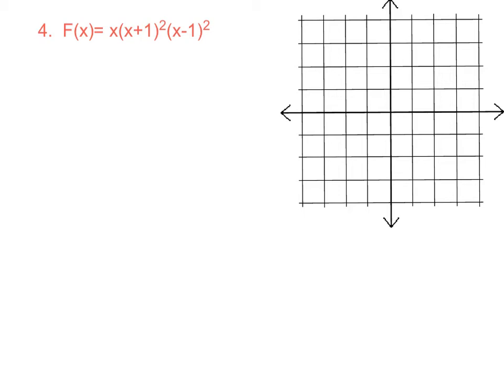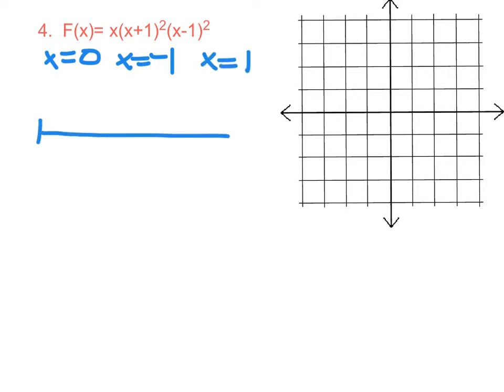All right, number 4. So we are going to find the zeros. So we have x equals 0. We have x equals -1. And we have x equals +1. So let's set up our little sign chart here. Okay, this one's a bit more of a pain in the neck. So let me just put my zeros on my axes here.